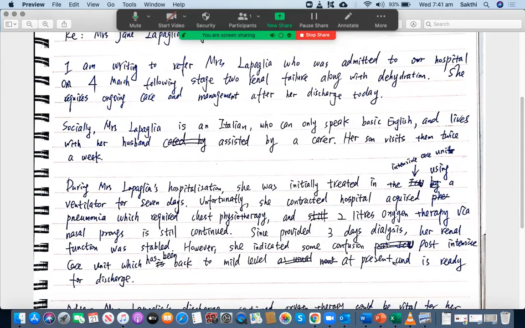Following, there is a comma? No, that's wrong. You should not place a comma here. Or is that comma? No, I think it's an and. All right, so that's okay. So she didn't place it. Okay, so on 4 March, following stage 2 renal failure along with dehydration. That's good. I'm happy with this sentence. All right. She requires ongoing care and management after her discharge today.